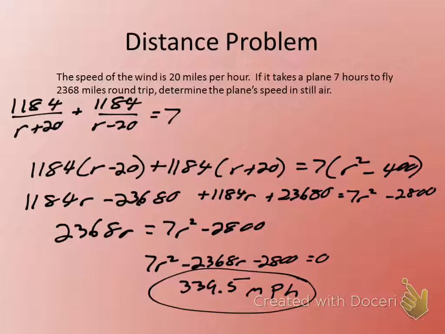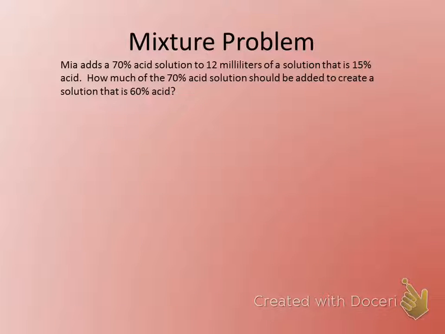So that's the distance problems. We're moving on here to the mixture problems type of problem. So here we kind of go with this setup. Mia adds a 70% acid solution to 12 milliliters of a solution that is 15% acid. How much of the 70% acid solution should be added to create a solution that is 60% acid?